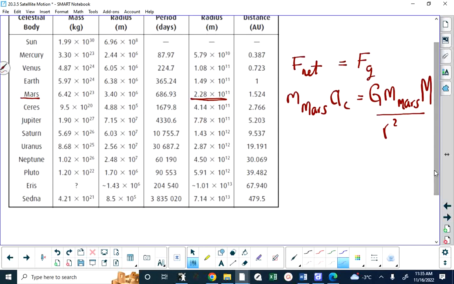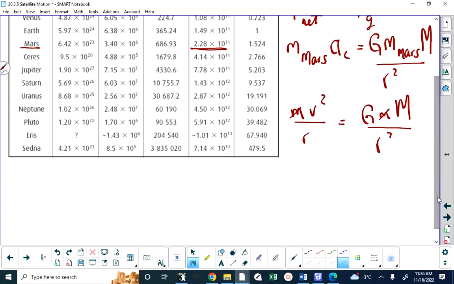This becomes m v squared over r equals G m m over r squared. The mass of the orbiting body, which is Mars, cancels. One of the r's cancels. And I'm left with that for v. Help me out here, Alex. Are we asked to find the speed or the period? Length of one Mars year. That's the period. That's how long it takes Mars to go around the sun.